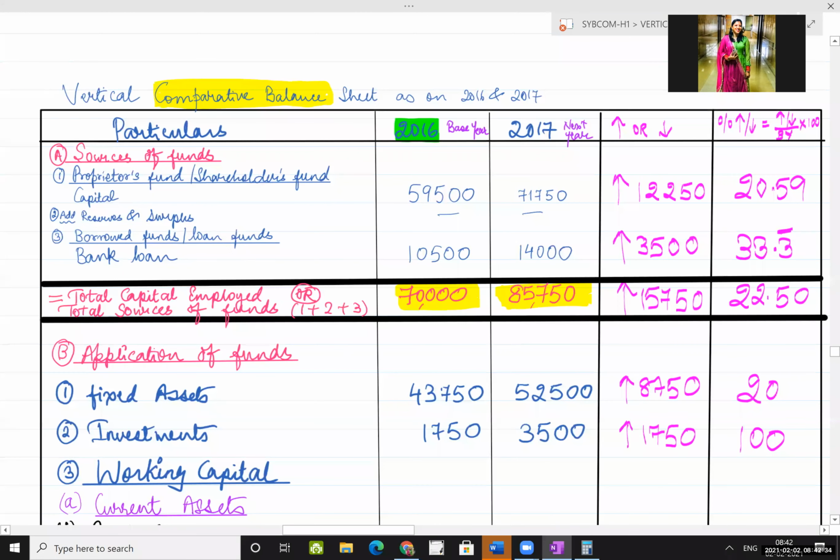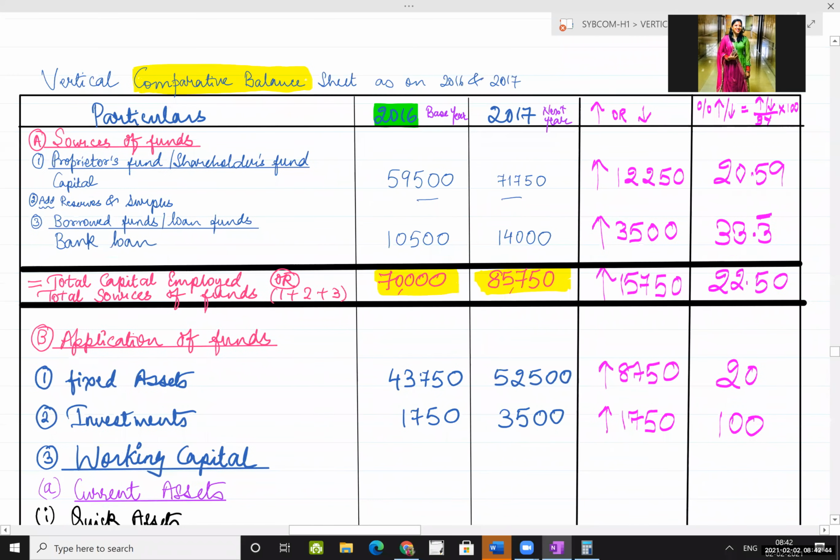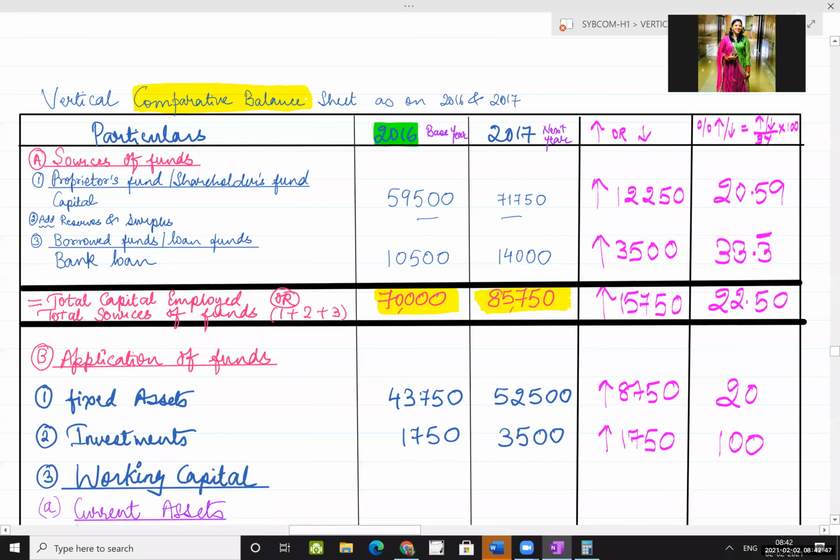Comparative balance sheet. Make 2016, 2017, increase decrease column and percentage increase decrease column. Okay. Start with sources of funds. I hope you'll remember this.